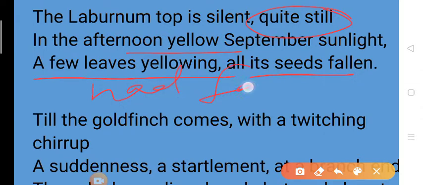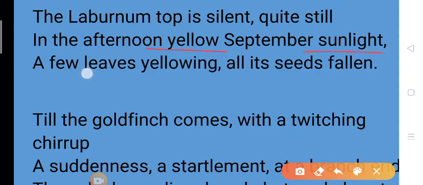The poet has used the word yellow for leaves and sunlight. Yellow symbolizes silence, death, and beauty. He describes the whole scene of the tree with this color.